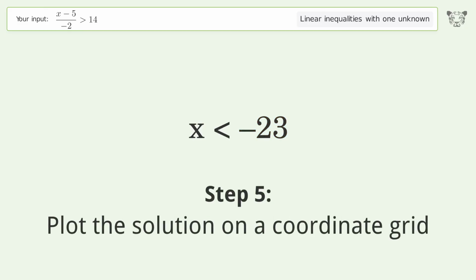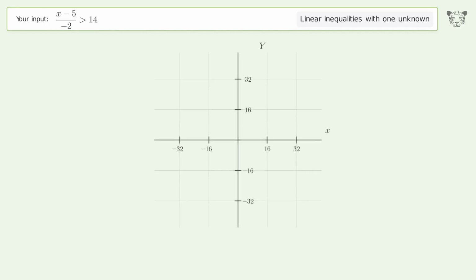Plot the solution on a coordinate grid. And so the final result is x smaller than -23.